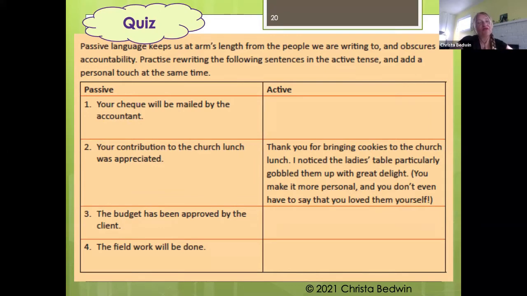You could say, "Thank you for bringing cookies to the church lunch." And then you could even personalize it and show interest in that person. It's a much more authentic thank you. The other ones you can give very short answers, however.